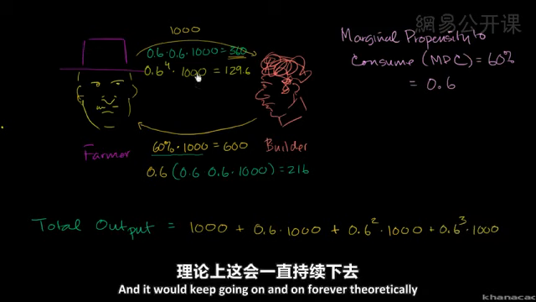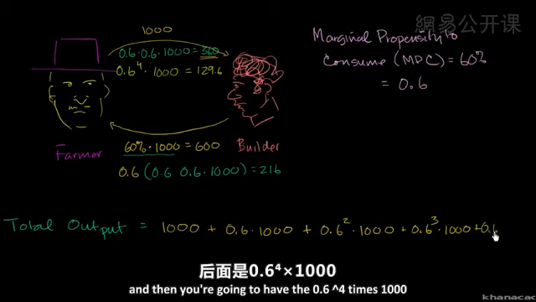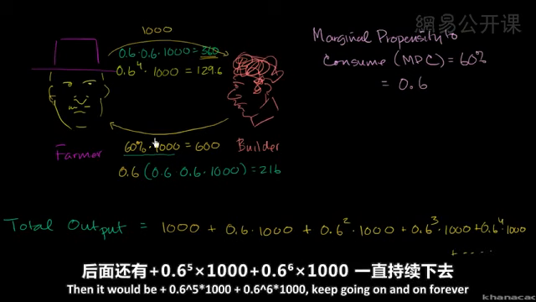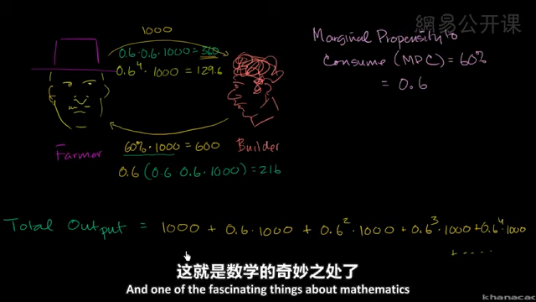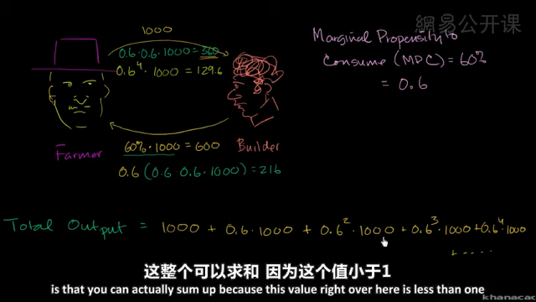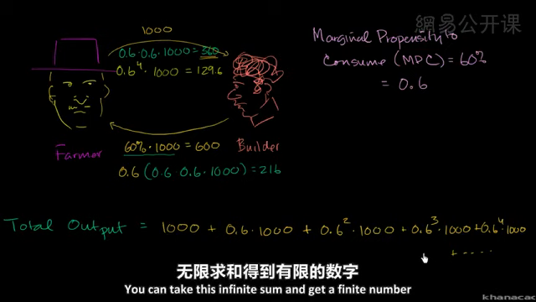And then the last one we did, it would keep going on and on forever, theoretically, is plus 0.6 to the fourth power times 1,000. And then plus 0.6 to the fifth power times 1,000, plus 0.6 to the sixth power, going on and on forever. And one of the fascinating things about mathematics, and maybe in the next video I'll reprove this, I've proven this in multiple playlists, is that because this value right over here is less than 1, this actually ends up being a finite sum. You can take this infinite sum and get a finite number.